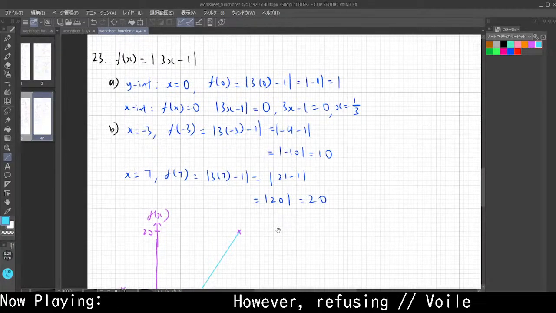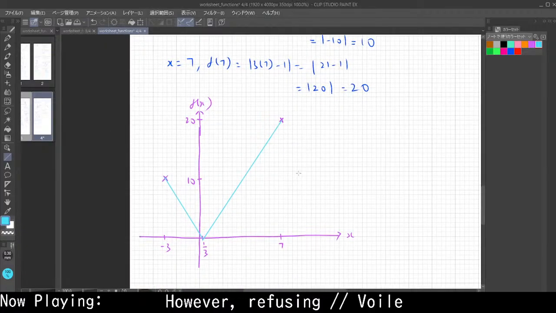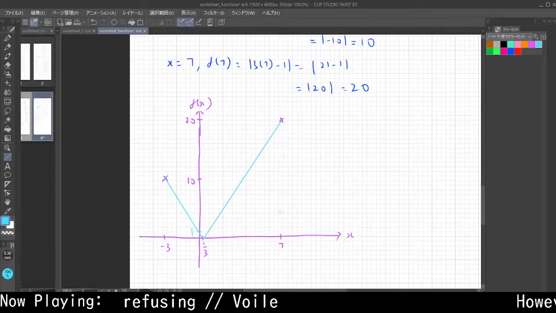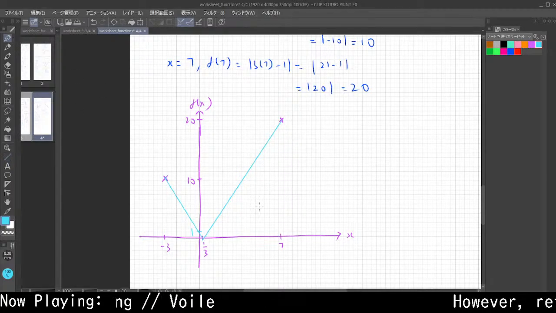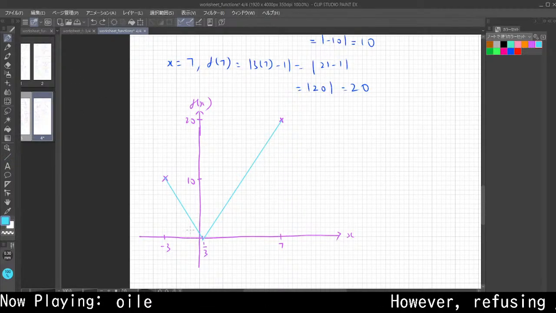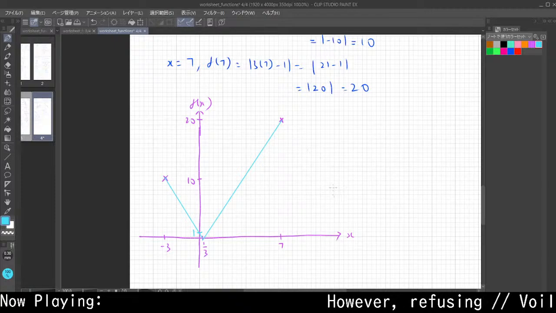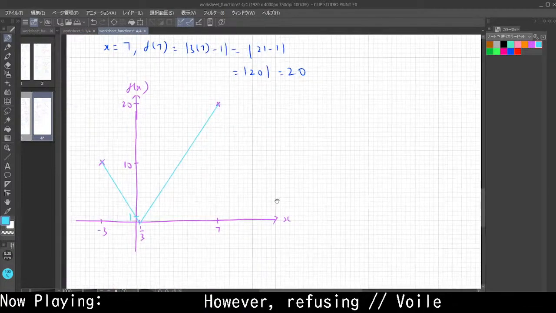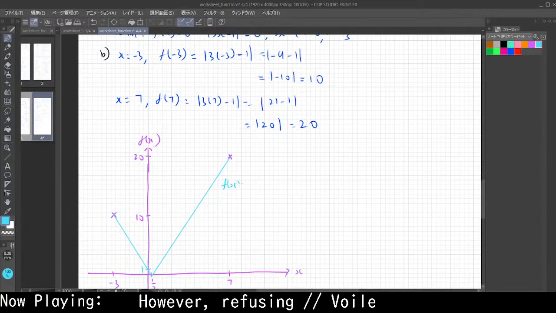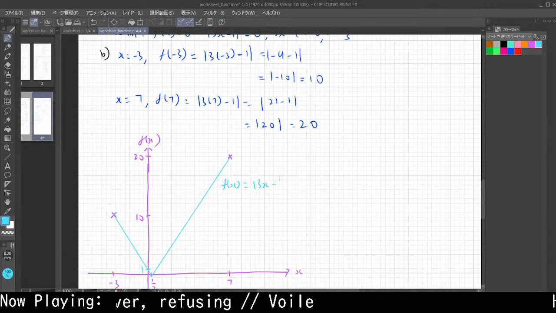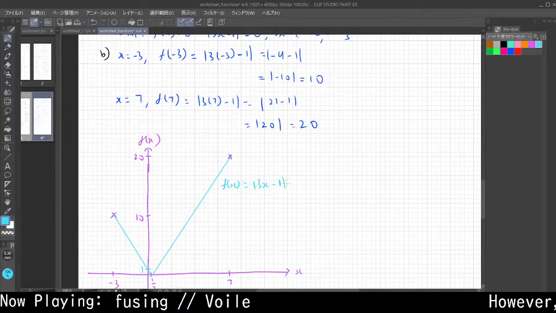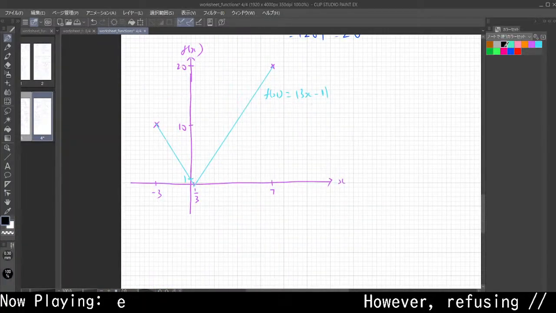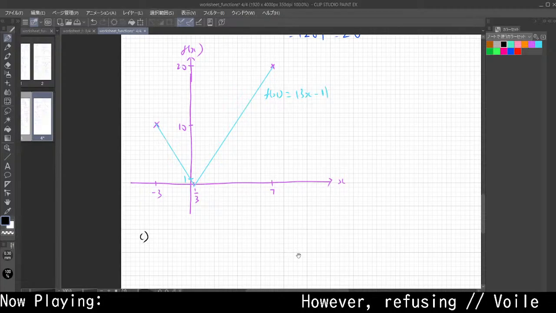You can point out the y-intercept. This is 1. But other than that, nothing else. And if you want to be careful, label it f(x) equals the absolute value of 3x minus 1. Okay, done.